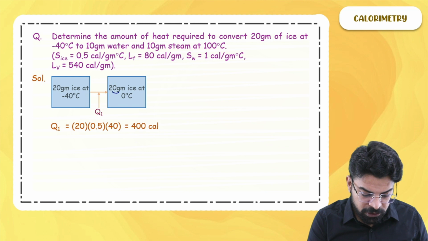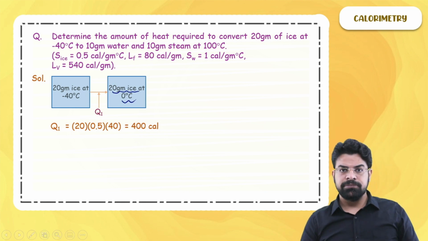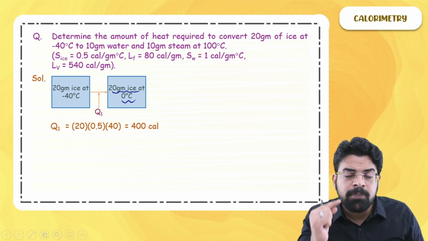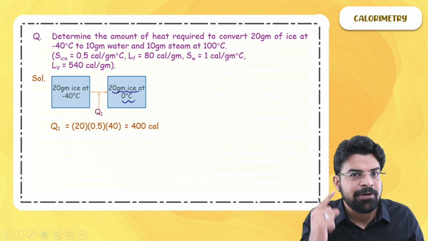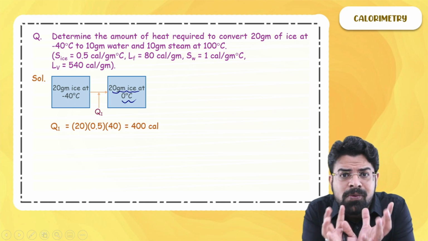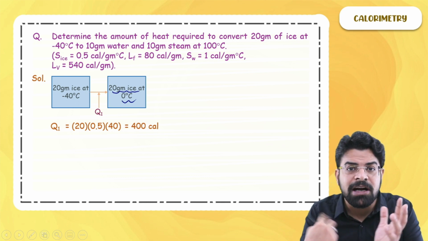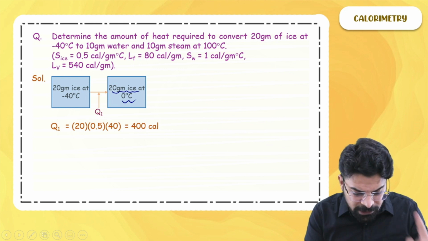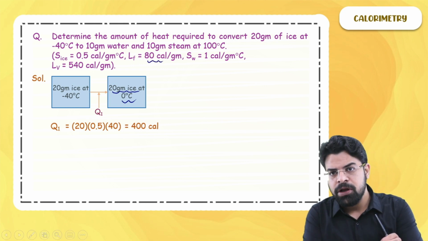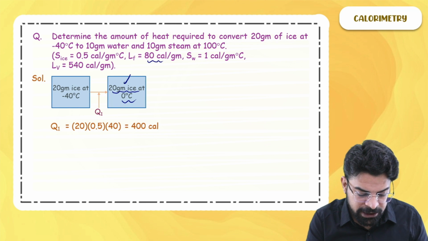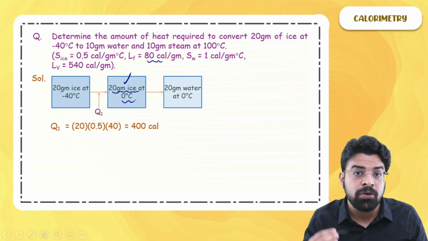Now once you have got 20 gram of ice at 0, you further provide it heat. What will happen? It will start to melt. It is ice at 0. You provide it heat, it will start to melt. To melt 1 gram, you have to give 80 calorie. You wish to melt here 20 gram. How much heat is required to melt 20 gram?